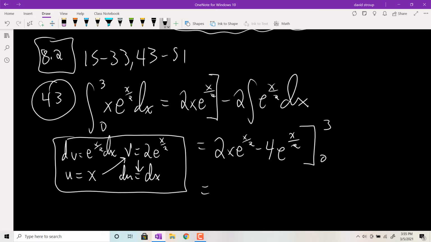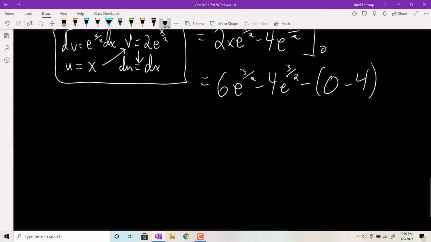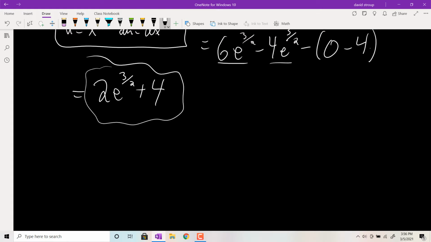Okay. So the first one's going to be, when I plug 3 into the antiderivative, I get 6e to the 3 halves minus 4e to the 3 halves minus, now plug 0 into the antiderivative, you get 0 minus 4e to the 0, which is 1. Okay. You can combine these. These are like terms, so you get 2e to the 3 halves plus 4 is a reasonable answer. You don't need to get me an approximation. Okay, that's good enough.